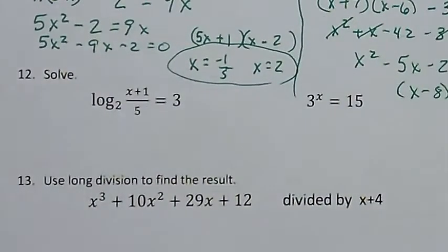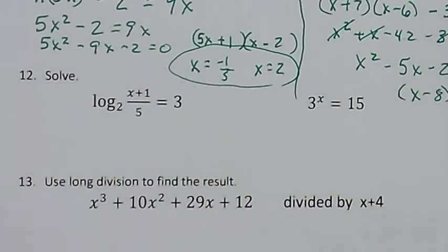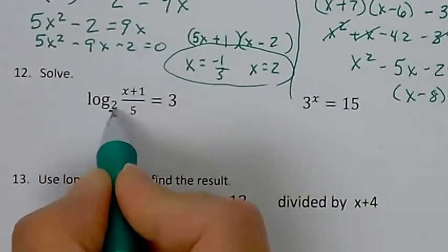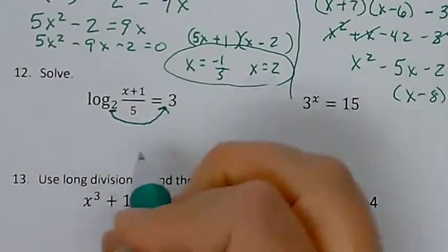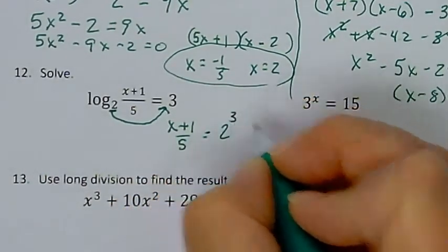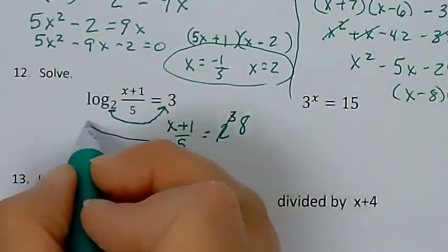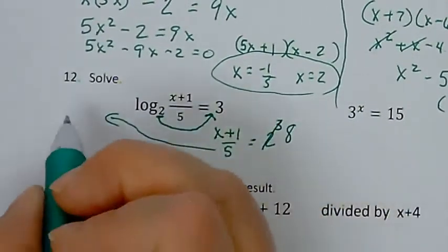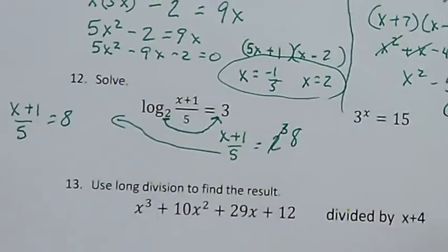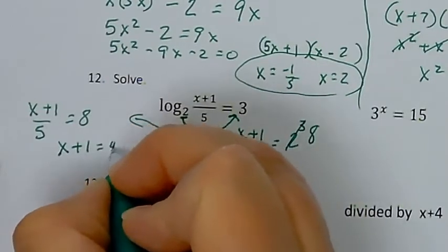Okay, number 12, I want to solve. Since it starts off as a logarithm, the way that I'm going to solve it is by turning it into an exponent. So since this is base 2, I'm going to move it to the other side so that I have x plus 1 over 5 equals 2 to the third. And 2 to the third is 8. So I have x plus 1 over 5 equals 8. Multiply both sides times 5, so I get x plus 1 equals 40, so x equals 39.